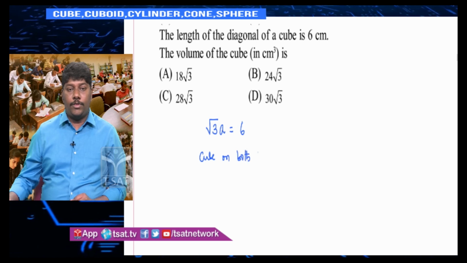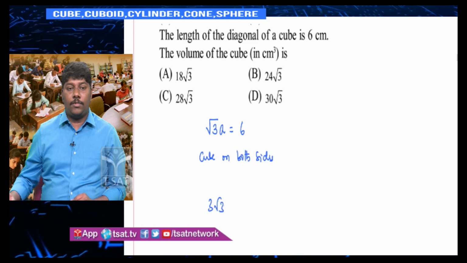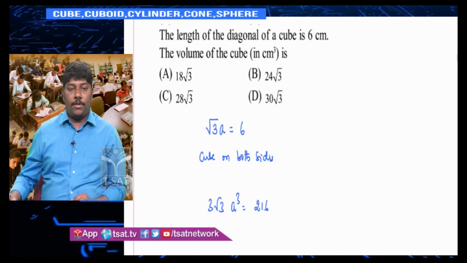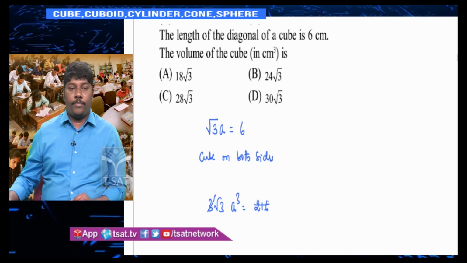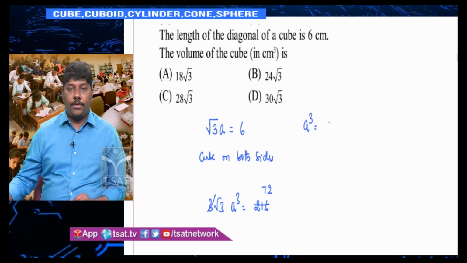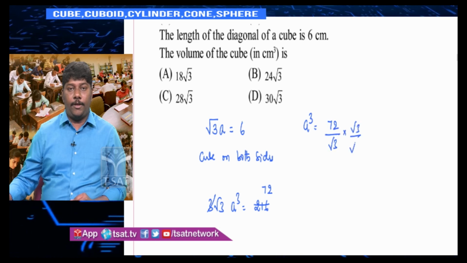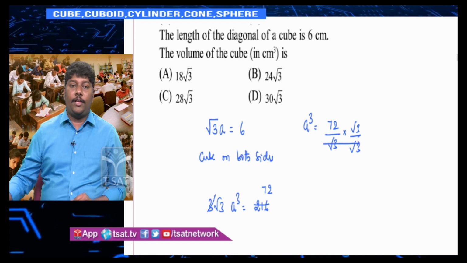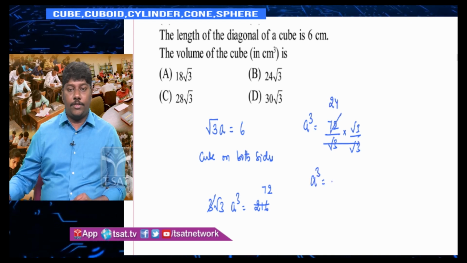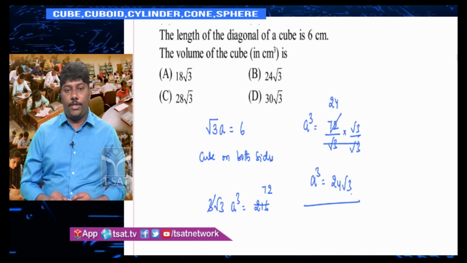If you cube both sides, root 3 cubed is 3 root 3, times a cube, equals 6 cubed, which is 216. 3 ones are 3, 3 sevens are 21, so a cube is equal to 72 by root 3. If you multiply and divide by root 3, in the denominator you are going to get 3. 3 ones are 3, 3 twenty-fours are 72. Therefore, the volume of the cube is equal to 24 root 3.